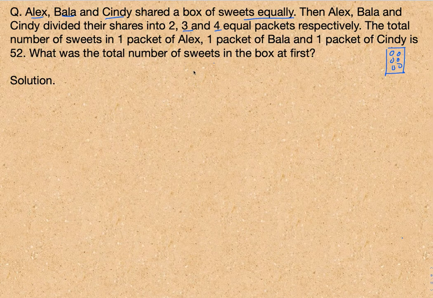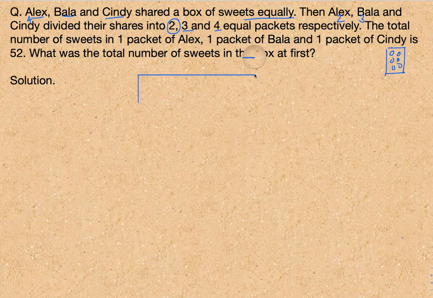Then what they did, whatever share Alex had, he divided it into two equal parts. Bala has divided his share into three equal parts, and Cindy has divided her share of sweets into four equal parts, right? So let's start with drawing the model first.